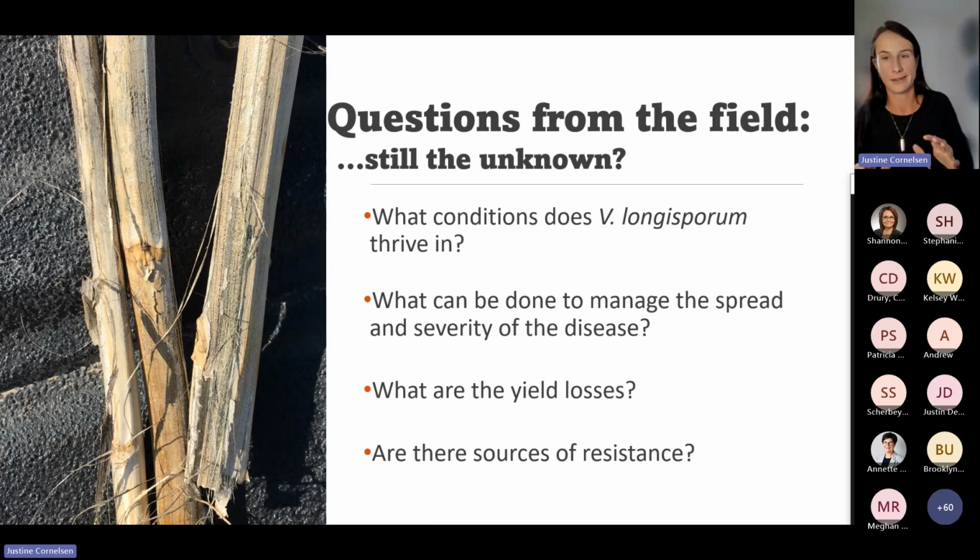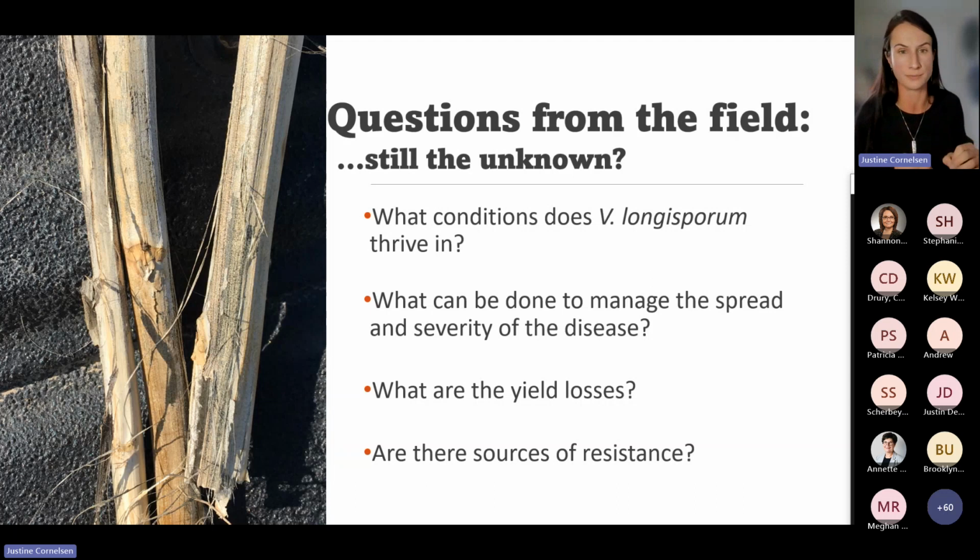So I've captured what we know-ish, right? We know what to be looking for. We know roughly where it is in Western Canada, but there's still a lot of unknowns. And we're coming on almost 10 years of working with this disease right now. So we're starting to gain more information and more knowledge on it, but we still have some really big questions that are unknown.